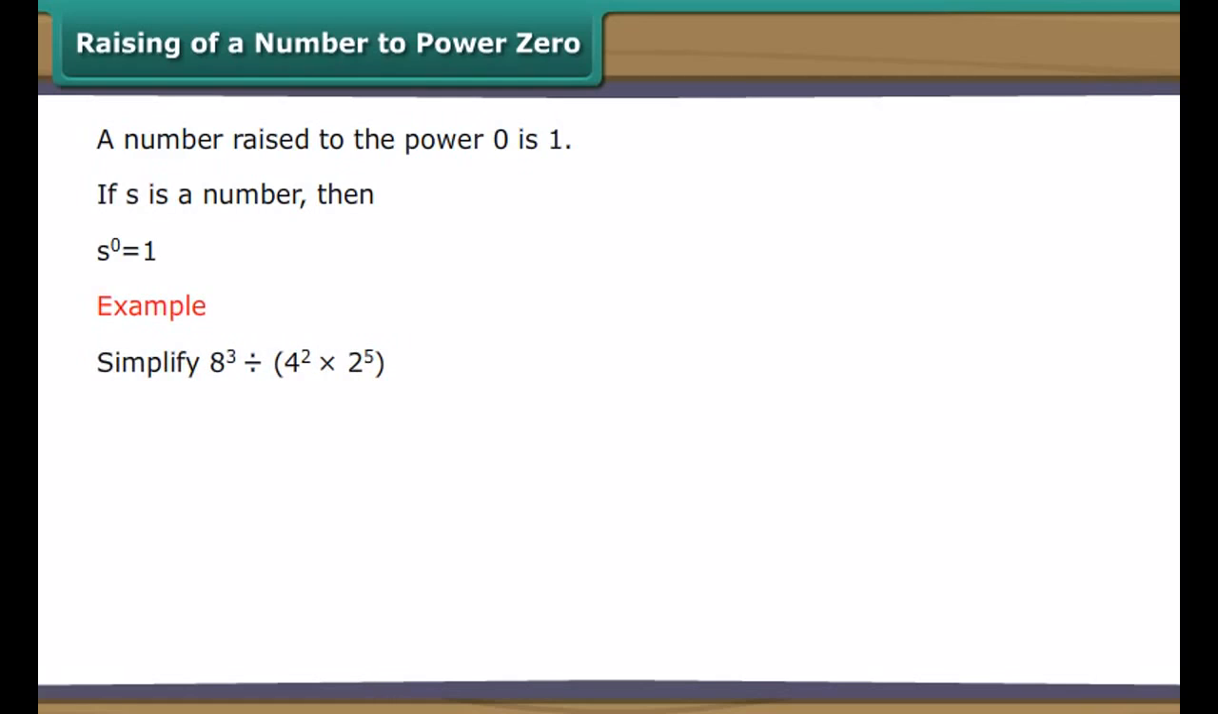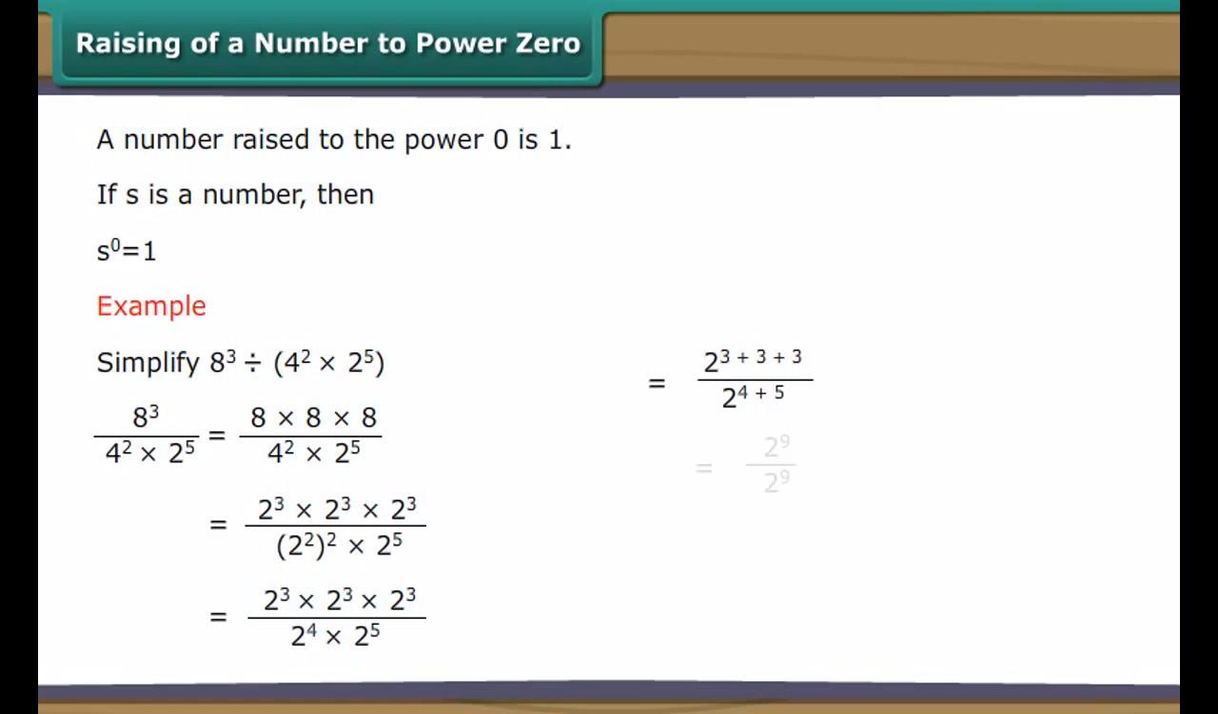Simplify 8 raised to the power 3 divided by 4 square into 2 raised to the power 5. We get 8 cube upon 4 square into 2 raised to the power 5, which is equal to 8 into 8 into 8 whole upon 4 square into 2 raised to the power 5. Now by further simplifying it, we get the answer 1.